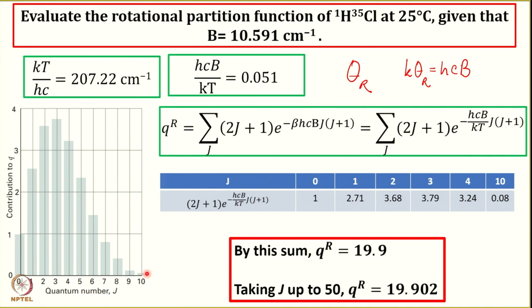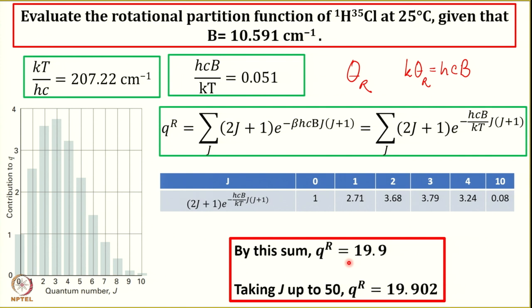If you include the result from j equal to 0 to j equal to 10, you sum up all these. When you sum these all up, you get a value of 19.9, which reflects that many rotational states are populated.